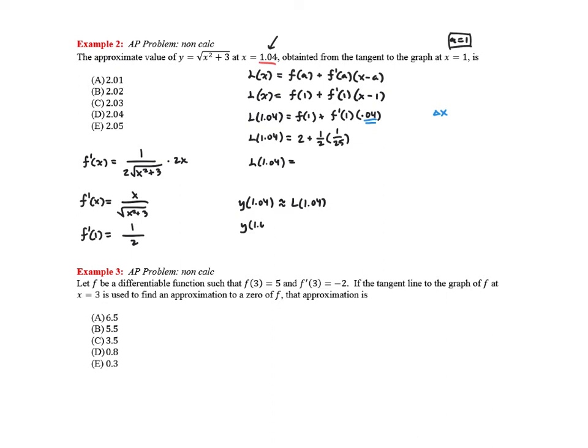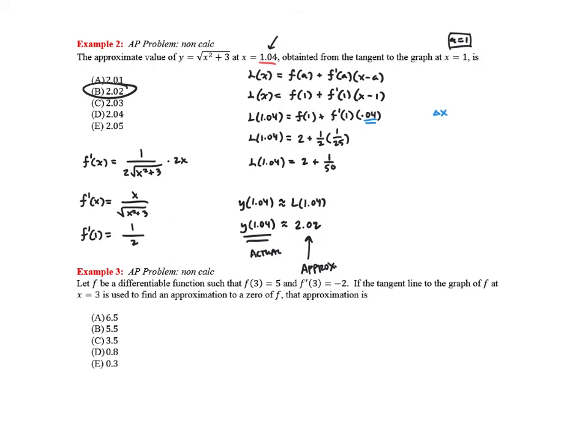Therefore, this is our actual, which can be approximated by plugging in all the values that we've done above. So that's going to be 2 plus 1/50. 1 divided by 50 is 0.02. So our tangent line would approximate to 2.02. All right, so our actual can be approximated by that number. Looks like our answer here is B.